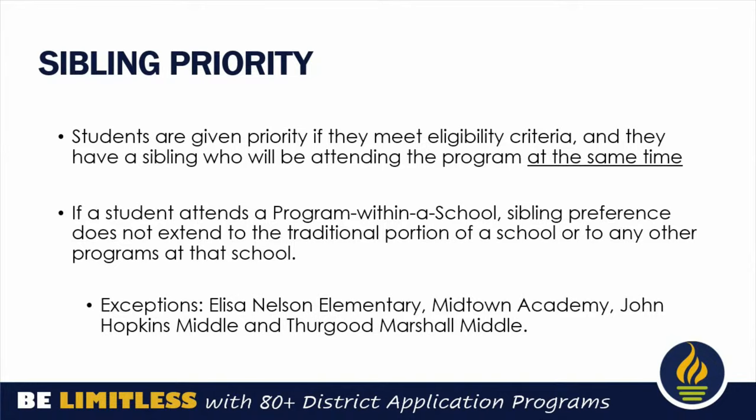Sibling priority is next. Students are given priority if they meet eligibility criteria and they have a sibling who will be attending the program at the same time. So that means that you have an elementary student who will be in fourth grade next year and you have an incoming kindergartner. Your incoming kindergartner would receive sibling priority because your older student will still be in that program in fourth grade in the same school at the same time. Sibling priority would not apply if you have a student currently in fifth grade who will be in sixth grade next year and therefore not in the same program at the same time. So again, to be considered siblings and to have sibling priority applied, same program, same time.